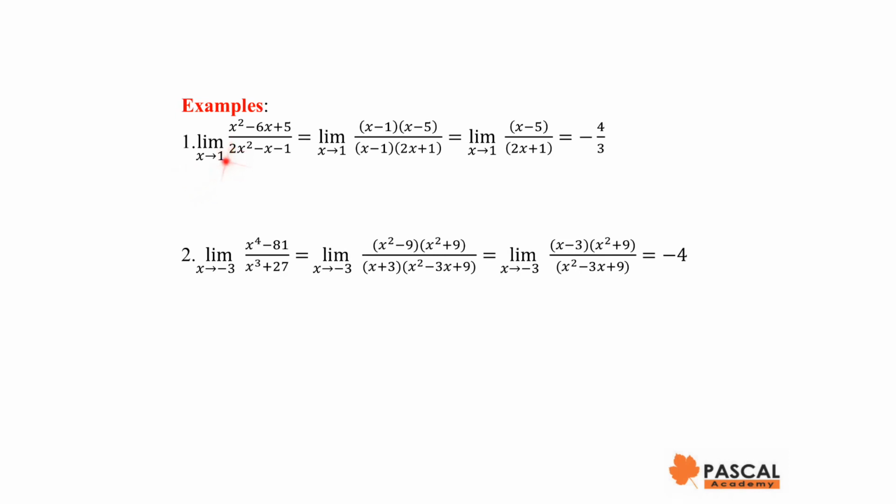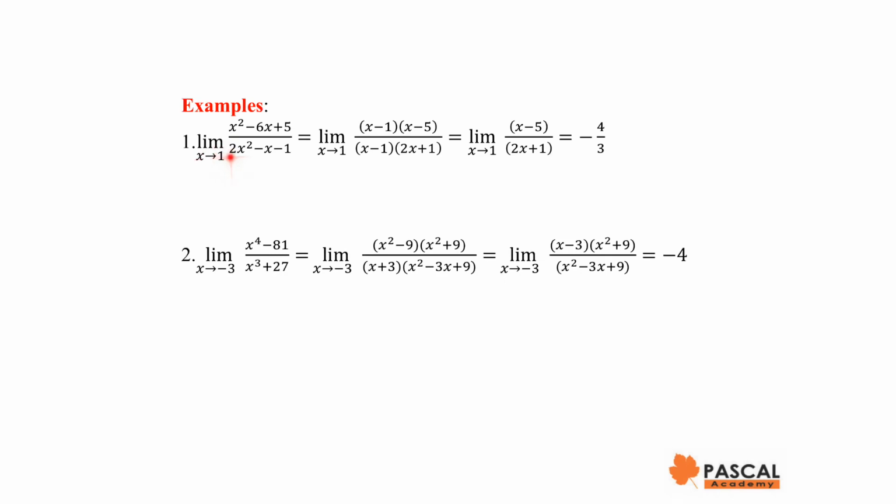Example 1: limit of x² minus 6x plus 5 divided by 2x² minus x minus 1 as x approaches 1. Direct substitution fails, because if we plug 1 into the function, we get 0 on the top and 0 at the bottom, and the limit is 0 over 0, an indeterminate form.